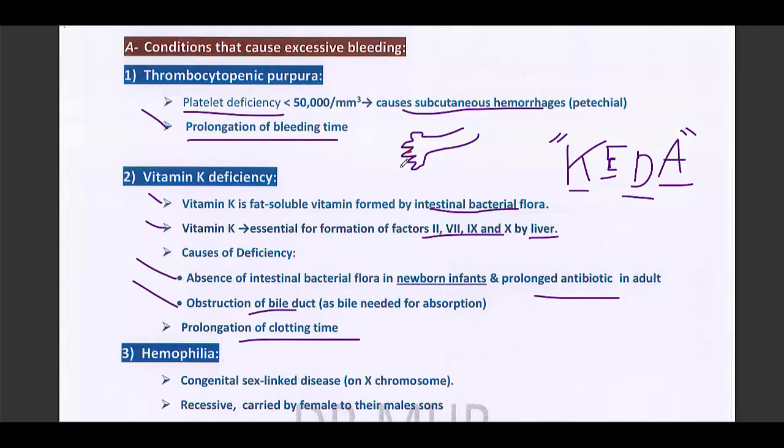this wound will just bleed. There is a test, we will discuss it later, inshallah. If this bleeding takes time, that means thrombocytopenia. But if there is a prolongation of clotting time, and inshallah we will know the difference between them, it means vitamin K deficiency.